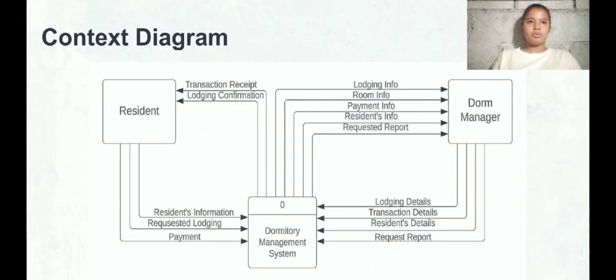This is the context diagram of the proposed system. The residents will request lodging in the dorm. The dorm manager will then confirm the lodging details of the residents and save it to the system, and the lodging confirmation will be given to the resident.